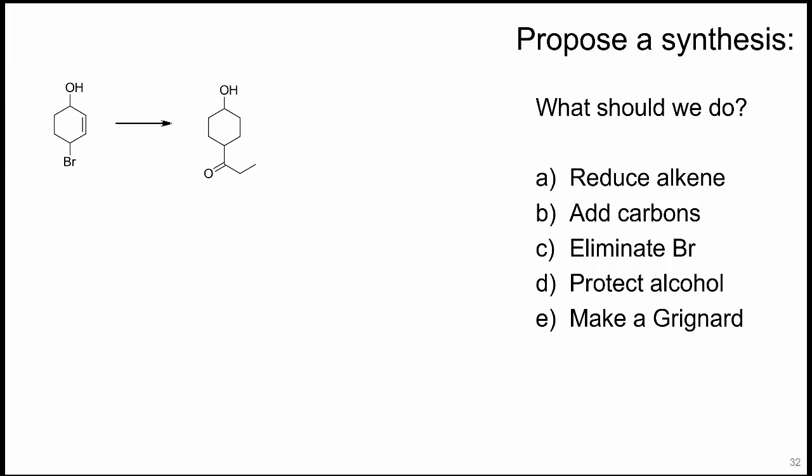What ways would we add carbons here? We can go through a Grignard or an alkyne. Those are the two big reactions for adding carbons. So let's say A for Grignard, B for alkyne.